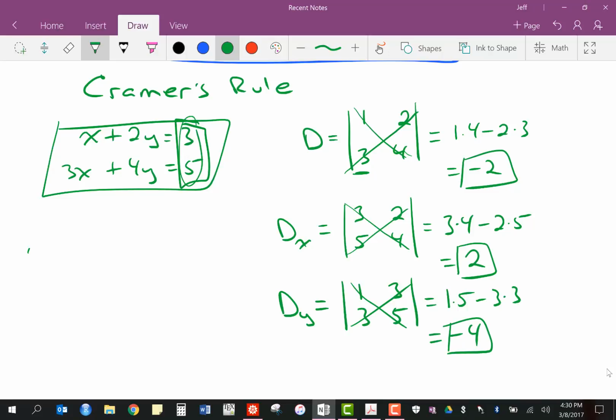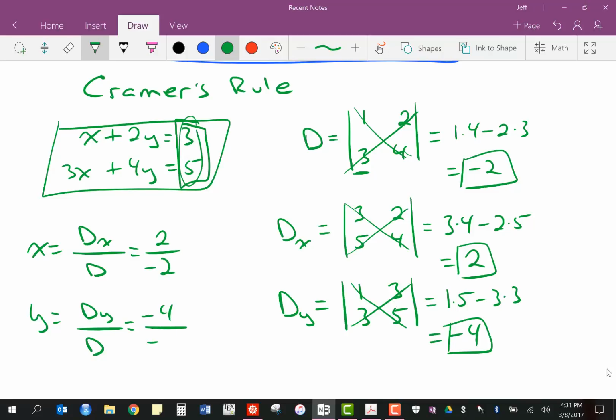And it turns out that x will be equal to d sub x divided by d, and y will be equal to d sub y divided by d. In this case, d sub x was equal to 2, and d was equal to negative 2, and d sub y was equal to negative 4, and d was negative 2. So I would get that x is equal to negative 1, and y is equal to 2.